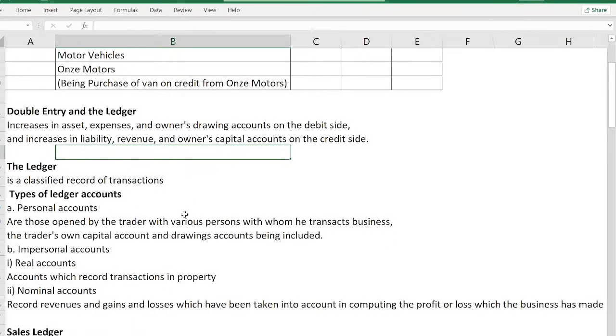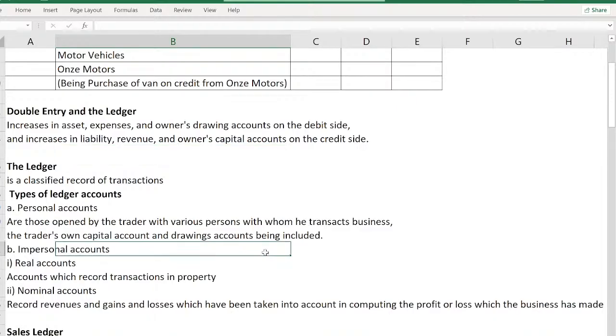So the ledger. A ledger is a classified record of transactions. So we classify records of all transactions, and we have two types of ledger accounts. We have the personal accounts and impersonal accounts. The personal accounts are those opened by the trader with various persons with whom he transacts business, the trader's own capital account and drawings account being included. So those are the personal accounts.